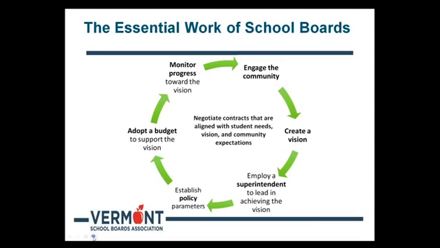We always recommend that you think of your work in these terms. First, we start with engaging the community to create a shared vision, and then employ a superintendent to lead the board and the community in achieving that vision, and throughout establishing policy parameters where appropriate, and adopting a budget that supports the vision that you've established, and continually monitoring progress toward your vision, all while negotiating contracts that are aligned with student needs, vision, and community expectations. And that should really give any effective chair plenty to oversee throughout the year.